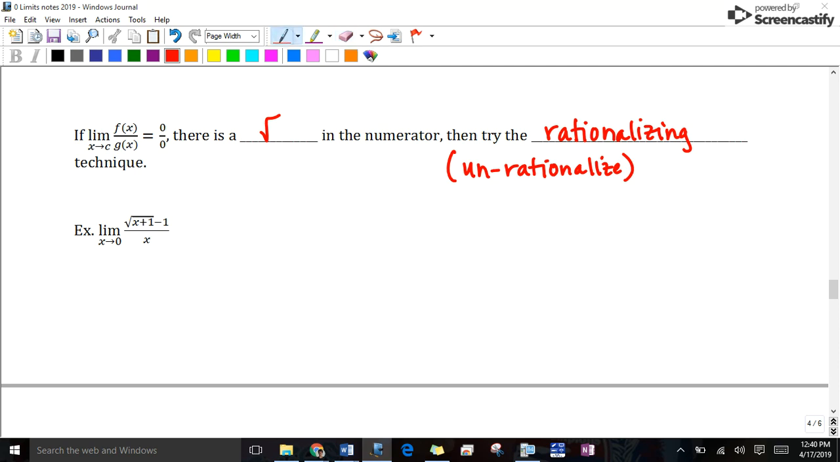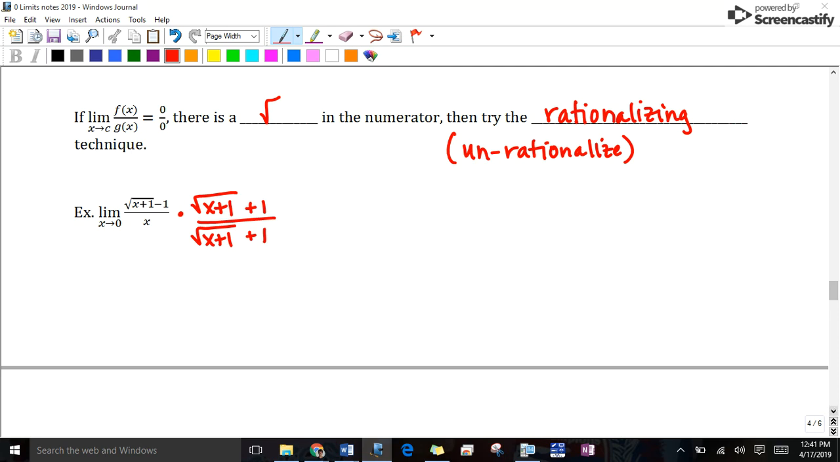Okay, we will do that by multiplying by the conjugate. So this time, though, we're going to look at the conjugate of the top. So the conjugate of my numerator would be square root of x plus 1, and then change the sign, plus 1, top and bottom. All right, remember, whatever you do to the numerator, you have to do to the denominator. Okay, so I'm going to multiply this out.